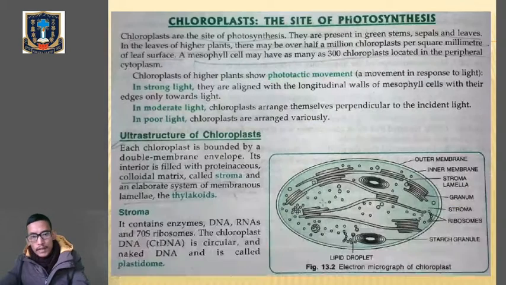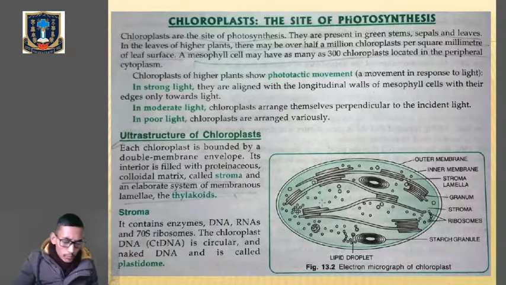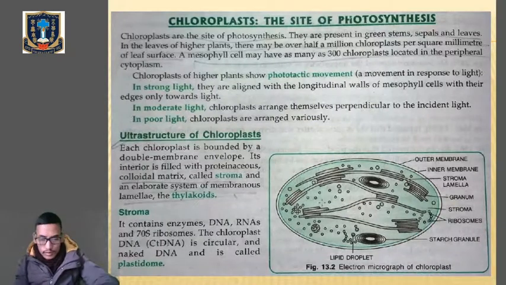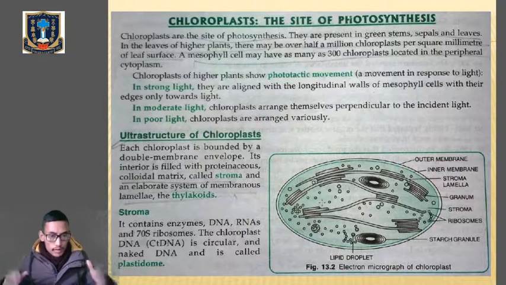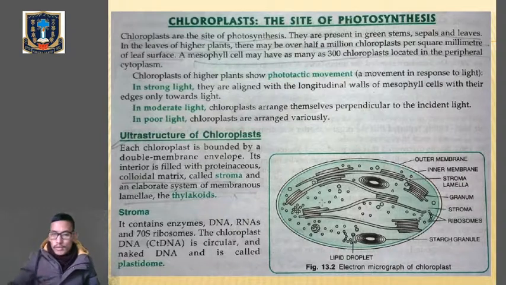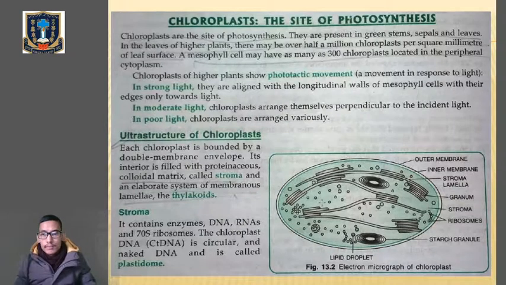Clear? Okay, now next we'll learn about the chloroplast, the site of photosynthesis. In class 10 we have learned about the structure of chloroplast also. Clear? So chloroplast is the site for photosynthesis. Clear? And they are present in green stem, sepals and leaf.